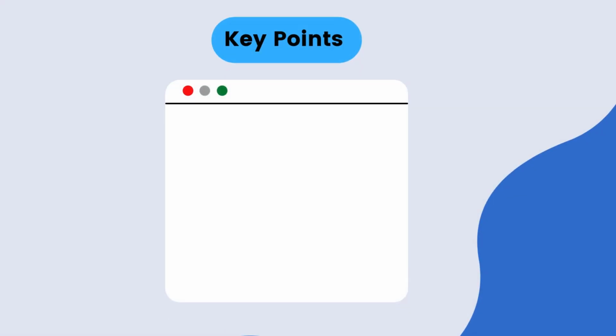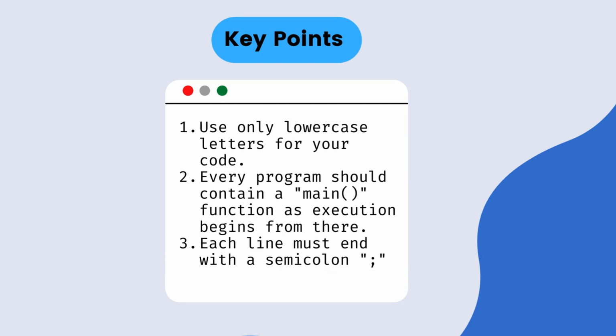When writing a C program, remember these key points. Use only lowercase letters for your code. Every program should contain a main function, as execution begins from there. Each line of code in C programming is referred to as a statement, and it must end with a semicolon to mark its completion.